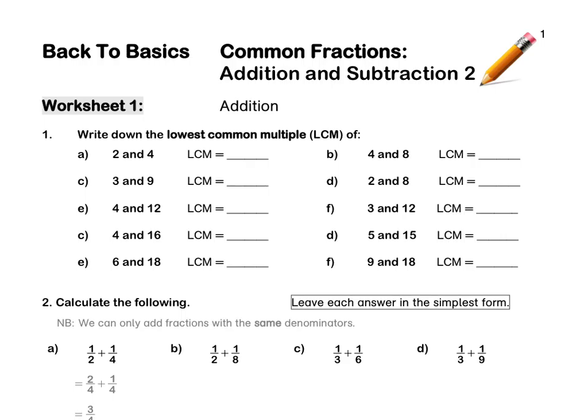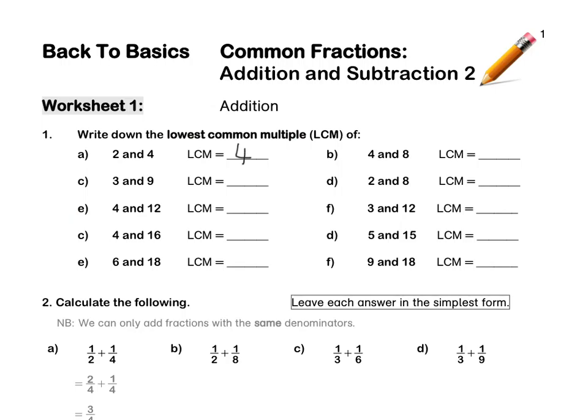During this lesson, we are going to work on addition and subtraction of common fractions. Worksheet 1. Write down the lowest common multiple, or the LCM, of 2 and 4. We know it is 4.